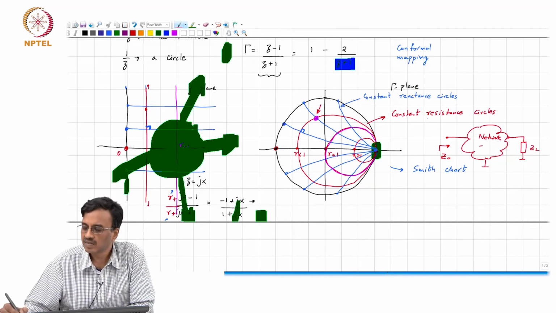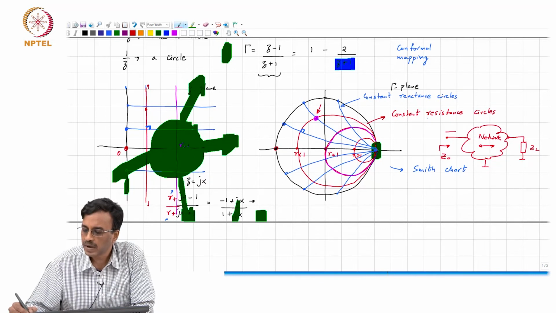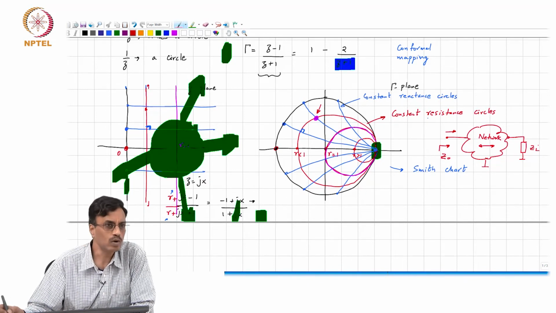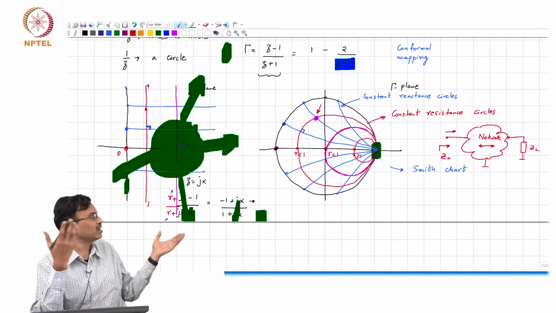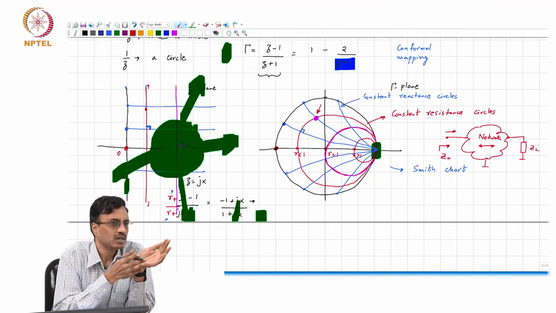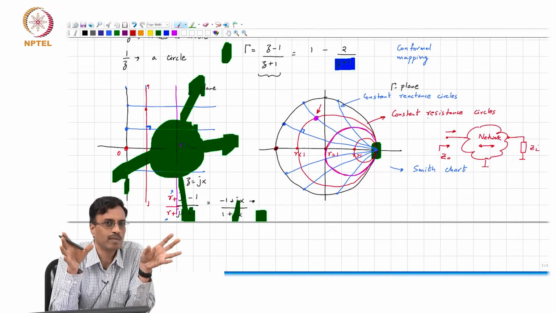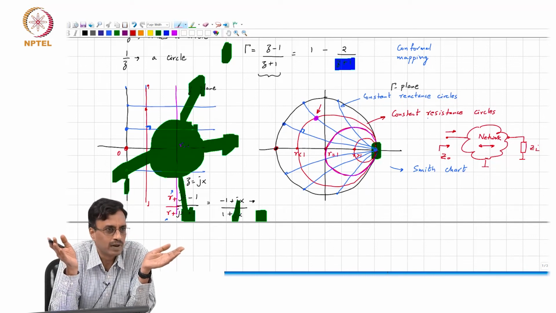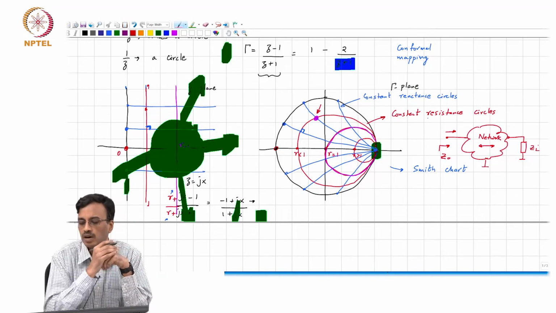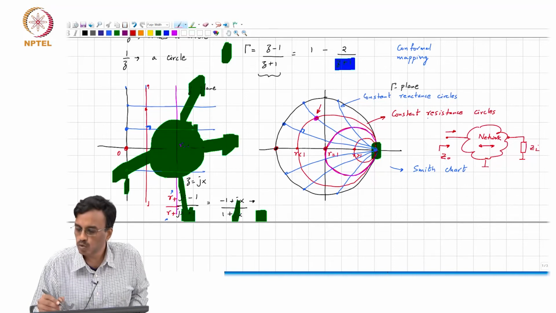this network better be lossless, because I want whatever power is being drawn from the source to go eventually into the load. So, you can think of it as a transformer which transforms ZL into Z naught, right. But this only works at one frequency, unlike the transformer that you are familiar with, which works at all frequencies, okay.